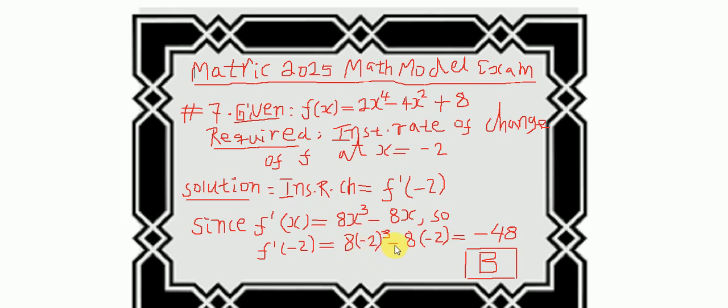So 8 into -2 cubed means 8 times -8, that's -64, plus 16, we get -48. Or factoring out 8: -8 plus 2 is -6, times 8 is -48.